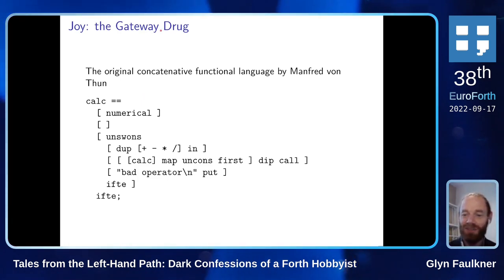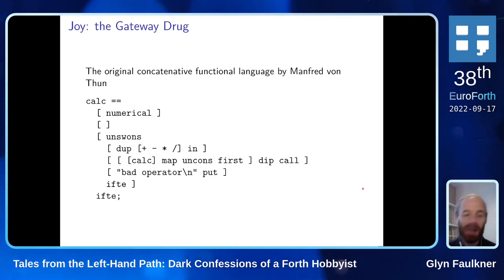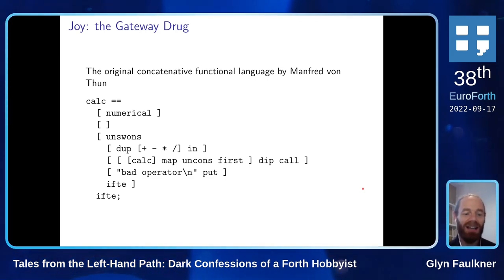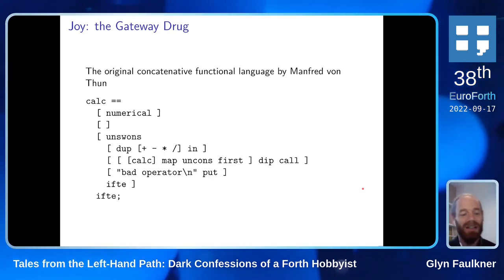When I was writing my master's thesis, I was looking at speculative evaluation of functional languages, and along the way, I discovered Manfred von Thun's Joy concatenative programming language, which many of you will be familiar with from Factor. I believe Joy was the original inspiration for Factor.